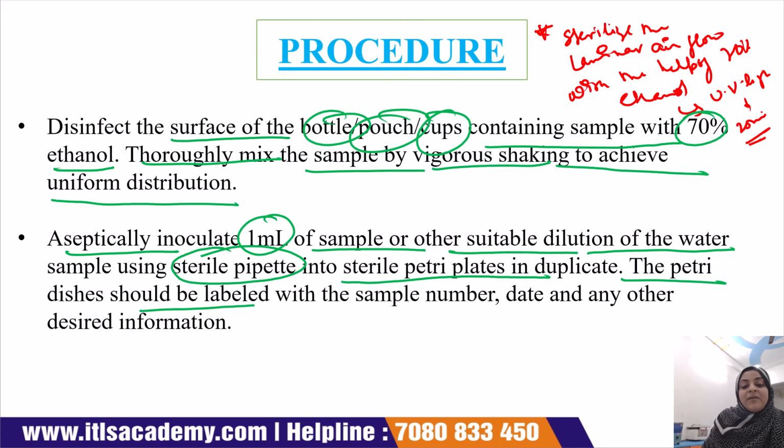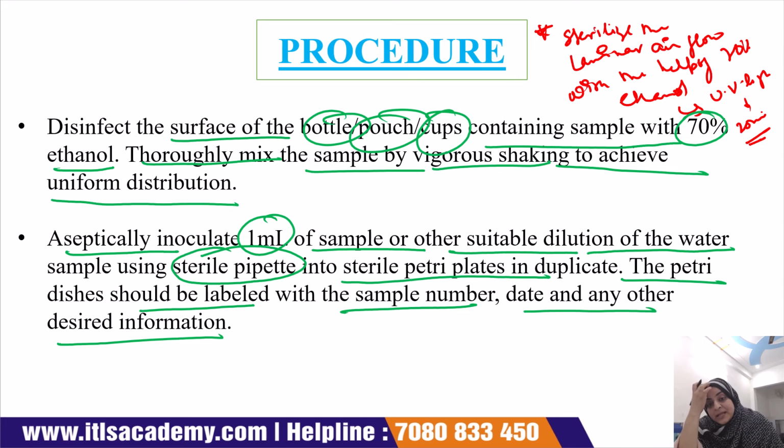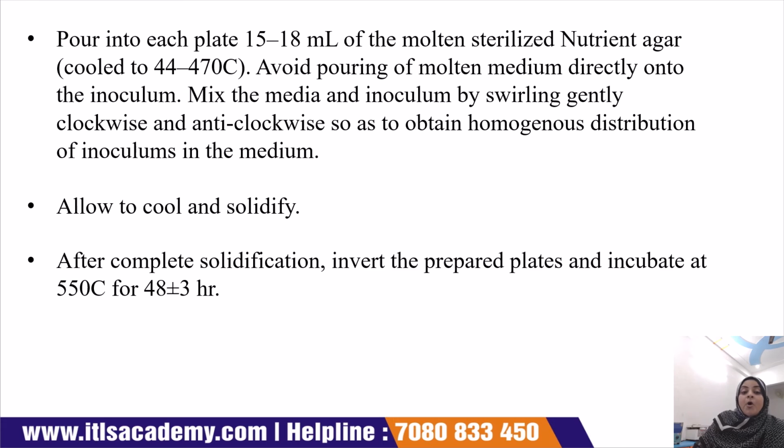The Petri dish should be labeled with the sample number, date, and any other desired information. See, the labeling of the Petri plates is also very important. We have to mention the sample number, date, and what experiment we are going to perform. It should also be mentioned on the plate whether we are doing a pour plate method, spreading, or streak.